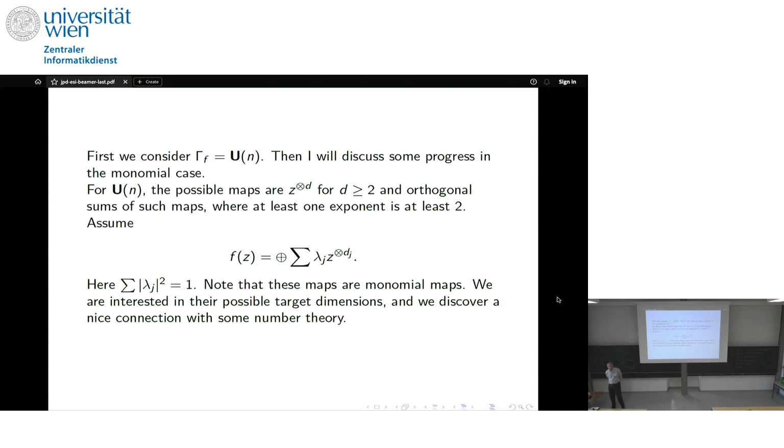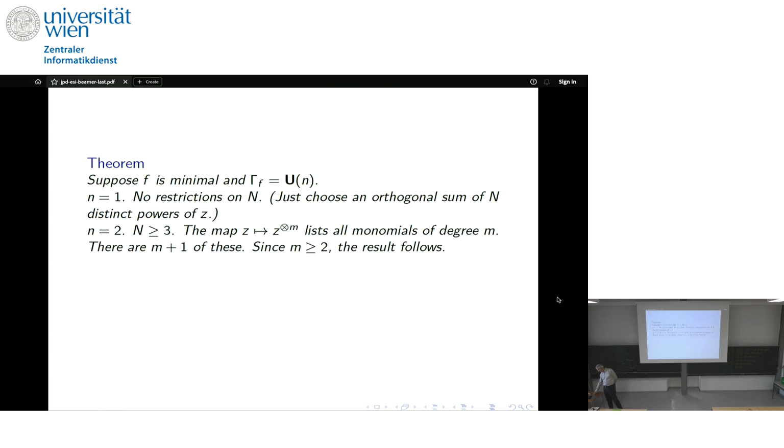Now these maps are monomial maps, of course, because the unitary group contains the torus, right? But anyway, we're interested in their possible target dimensions. Okay, so here's what happens. Suppose the source dimension is 1. Then every target dimension is possible for a minimal map from the unit disk, or from the circle. No restrictions. If the source dimension is 2, the numbers that can occur are 1 and 2, and every number 3 or more occurs.